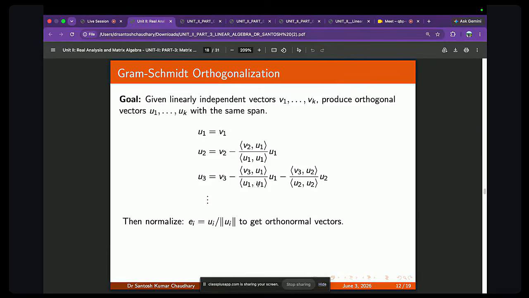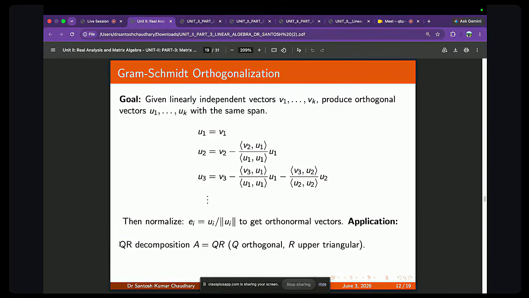After obtaining u1, u2, ..., uk, you can find e1. So e1 will be u1 divided by the norm of u1. The norm of u1 squared is the inner product of u1 with u1, which is the denominator you can see here. So these are the orthonormal vectors: you just divide each vector ui by its norm, or its magnitude.